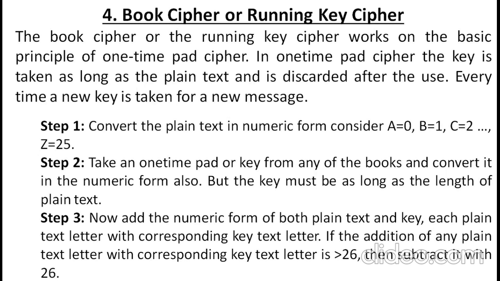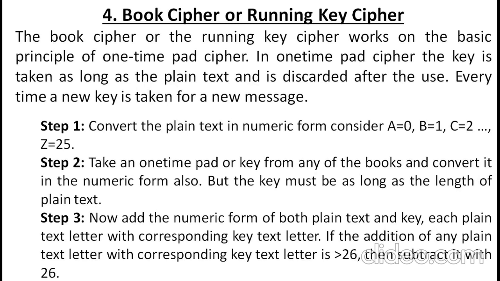The third step says that after adding the plain text number and your key text letter number, if it exceeds 26, or even if it is 26, you need to subtract 26. If it is, assume, 35, then 35 should be subtracted by 26, which means you will get the value 9 for that particular addition of the characters.